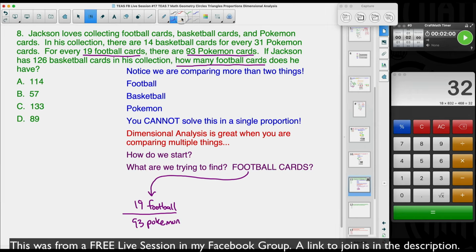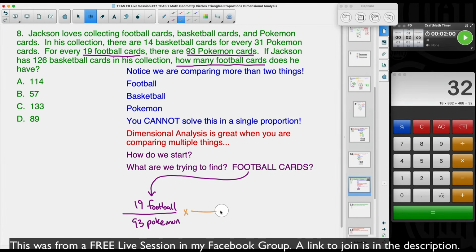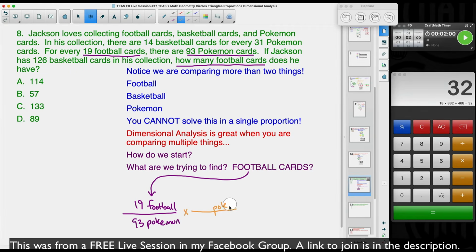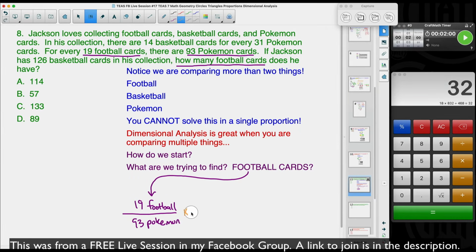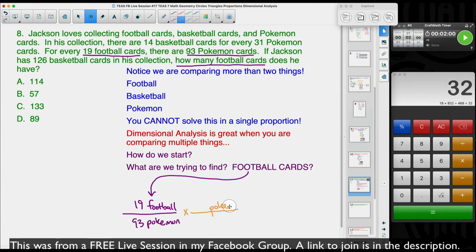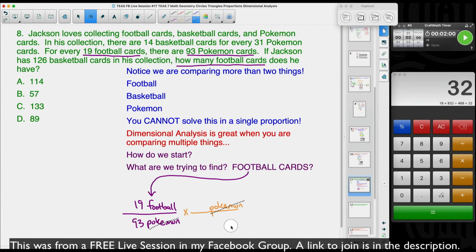Automatically, dimensional analysis, go ahead and multiply and write another fraction and put Pokemon at the top. And I cannot spell. Now, why are we doing this? It's going to be an automatic thing the more you practice. But by us putting Pokemon at the top automatically, this will let us cancel out these words.